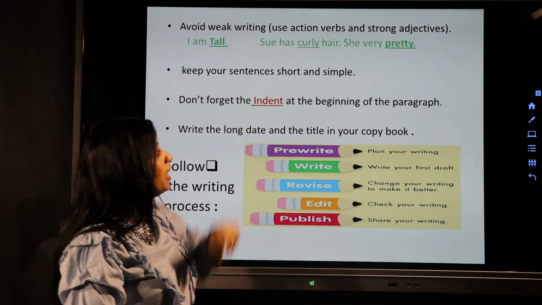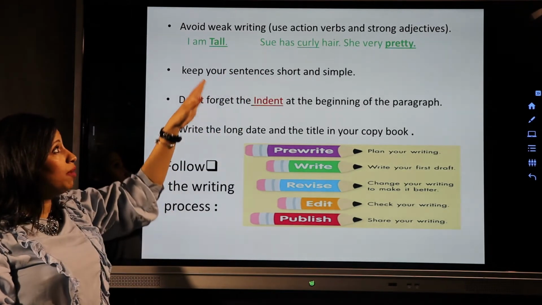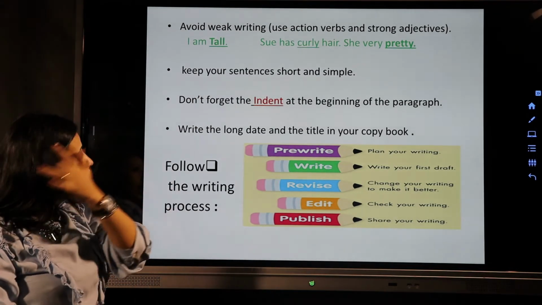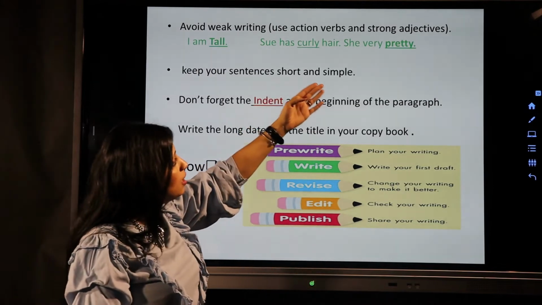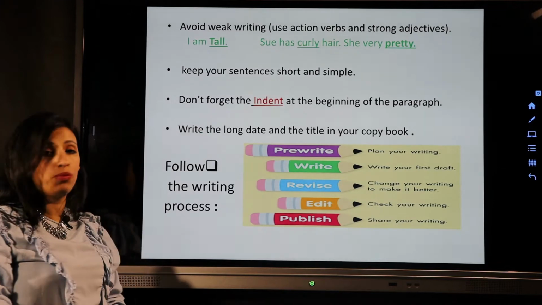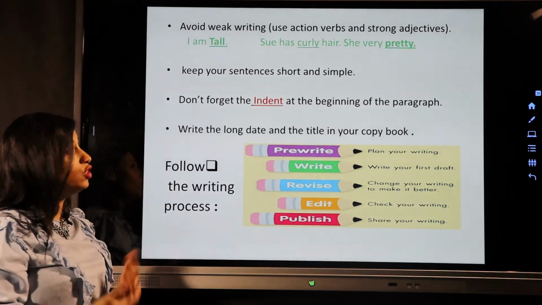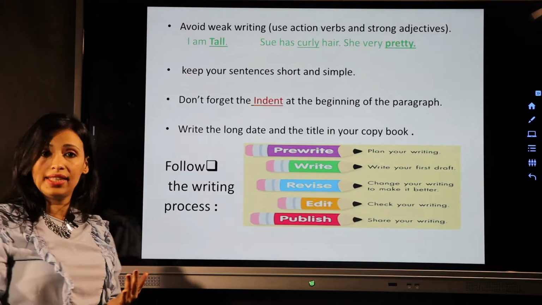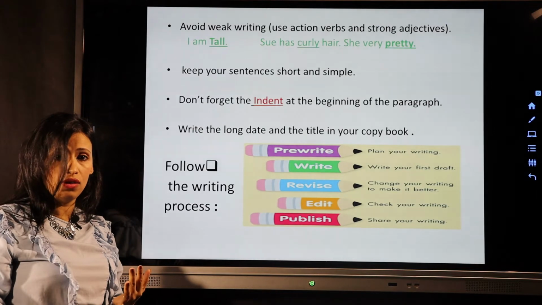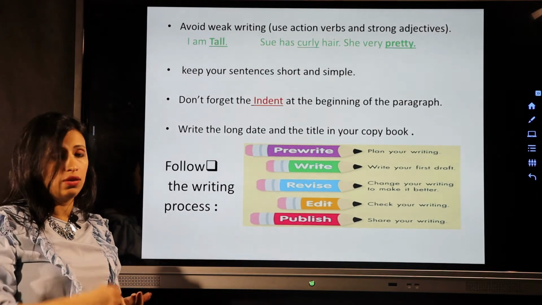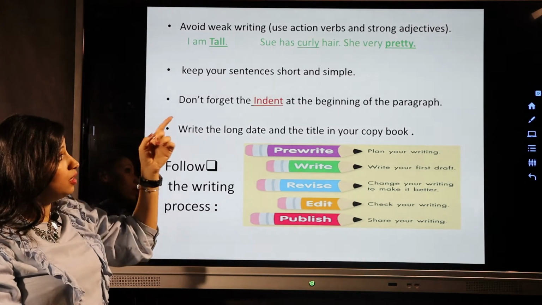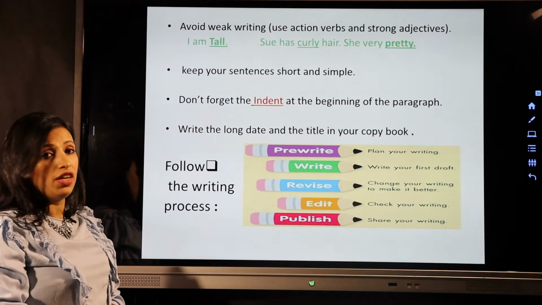Sue has curly hair. Okay, I'm describing Sue's hair by saying curly. So curly is an adjective. She is very pretty. I'm describing her by saying that she is pretty. Pretty is an adjective. So using the right tense, which describes the thing that I'm talking about according to the period and according to the situation, is very important, and also using strong adjectives is very important too.